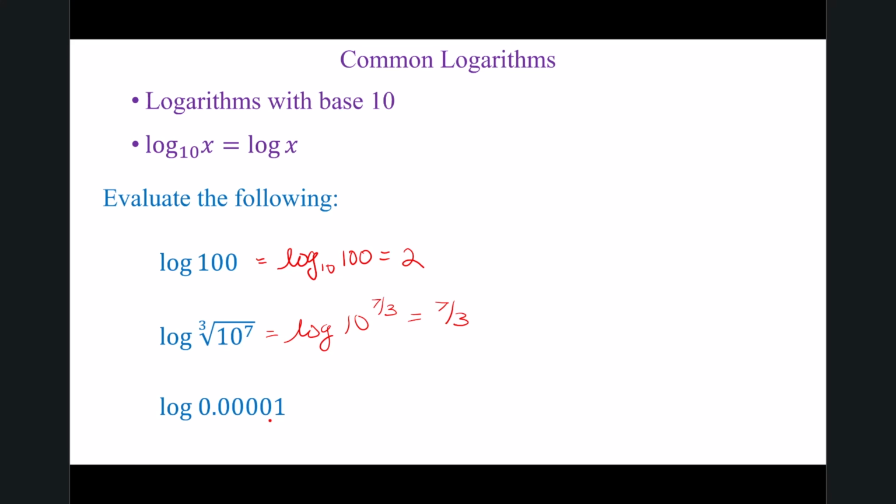Log of 0.00001. That means 10 to what power is 0.00001. To figure that power out, I could just pretend the decimal was right here and see how many times it moved. 1, 2, 3, 4, 5, and it moved to the left. So 10 to the -5th power is 0.00001.